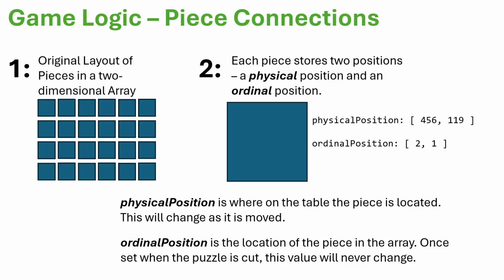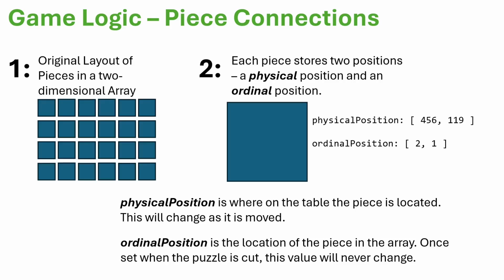When the pieces are laid out, we have everything laid out in a very simple geometric two-dimensional form with a certain number of rows and a certain number of columns. Each piece will have two different positions that are very critical to the operation of the game. First one is called the physical position, and this literally is the position of the piece on the screen. In our example here, we have a physical position of 456,119. That basically means 456 pixels from the left and 119 pixels from the top.